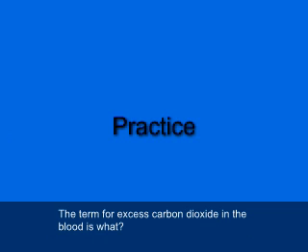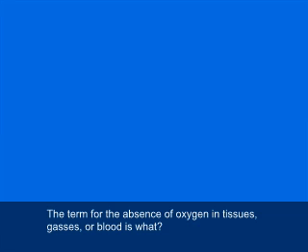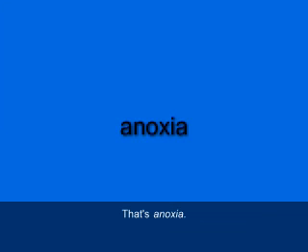Okay, and let's do some practice on these. The term for excess carbon dioxide in the blood is what? That's hypercapnia, H-Y-P-E-R-C-A-P-N-I-A. The term for the absence of oxygen in tissues, gases, or blood is what? That's anoxia, A-N-O-X-I-A.